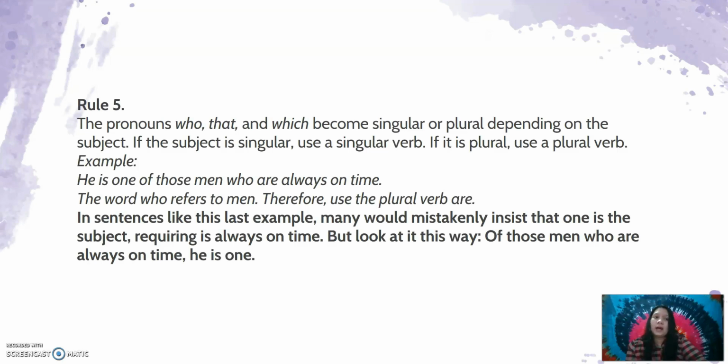Rule 5. The pronouns who, that, and which become singular or plural depending on the subject. If the subject is singular, use a singular verb. If it is plural, use a plural verb. Example: he is one of those men who are always on time. The word who refers to men. Therefore, use the plural verb are.